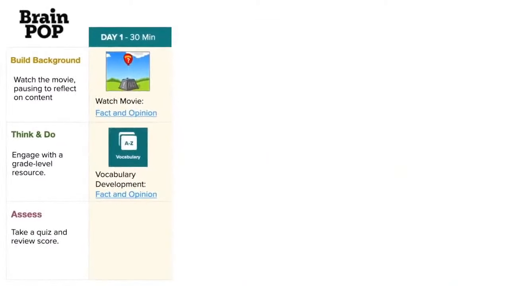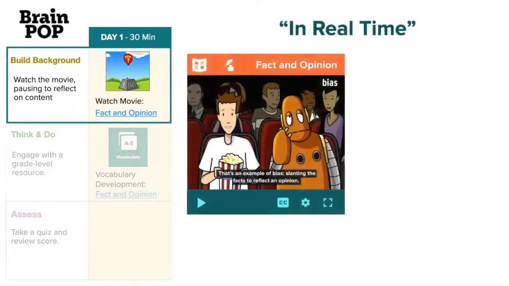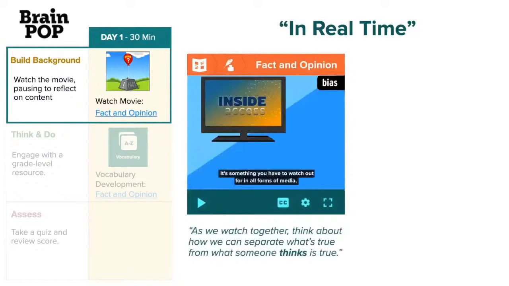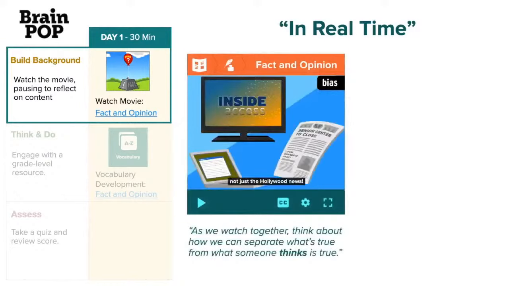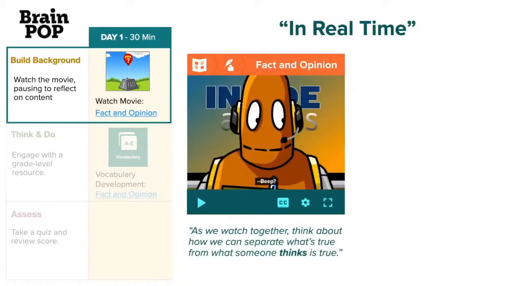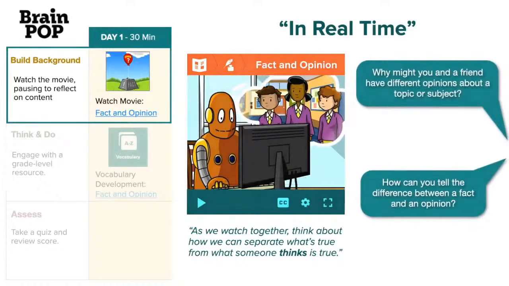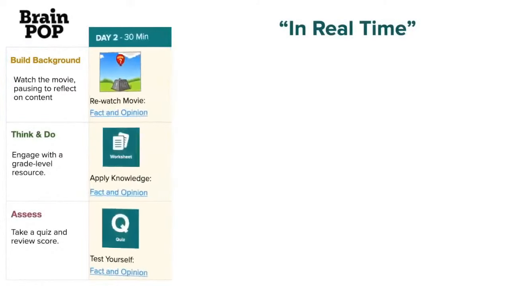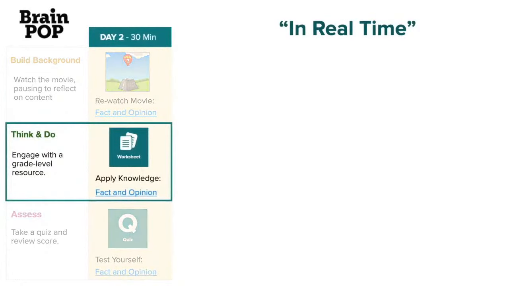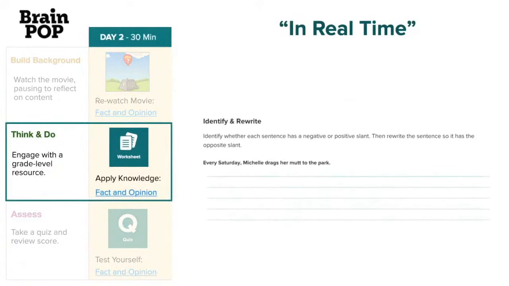Want to teach digital citizenship with BrainPop in real time? Here are some ideas across the week. On day 1, show the fact versus opinion video to the whole class. Be sure to set intention at the beginning of the video. And pause to encourage interaction through questions or clarifications. On day 2, sharing the worksheet, model your thinking about the first identify and rewrite prompt. Read aloud the phrase a few times, adding expression to illustrate the positive or negative slant of the author. Students can volunteer to read other examples aloud and identify the slant.